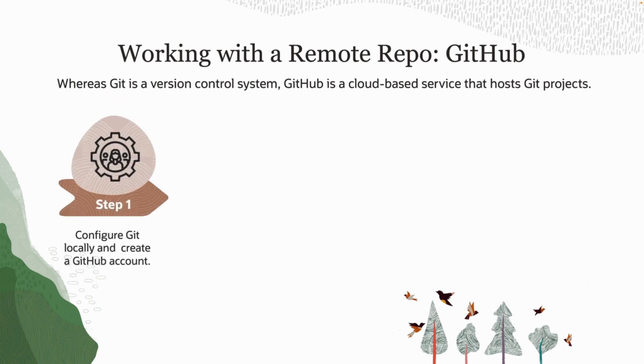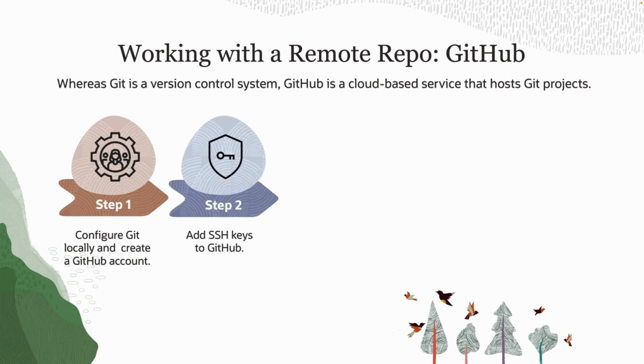First, we need to configure Git on your local machine. Generally, you just have to install Git and enter a few default values such as your name and your email address. You will also need to create a GitHub account if you don't have one. Then create an SSH key pair if you don't have one. There are two keys, a private and a public. Add the public key to GitHub. This will allow you to authenticate your local repo to GitHub.